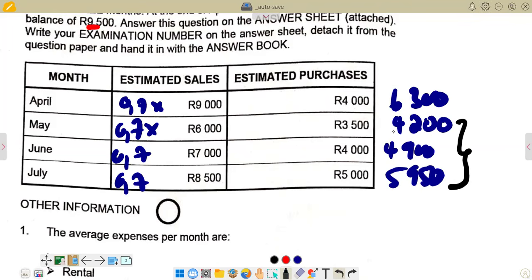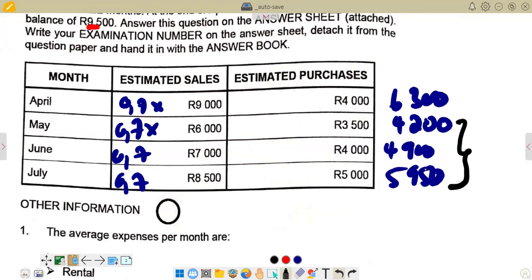Remember, these are cash sales, which means we are going to receive them in the same month. So remember, this is a cash flow statement. We record cash the moment we receive it or we pay it. So we are just going to pick the 4,200 for May, and then 4,900 for June, and then 4,950 for July.